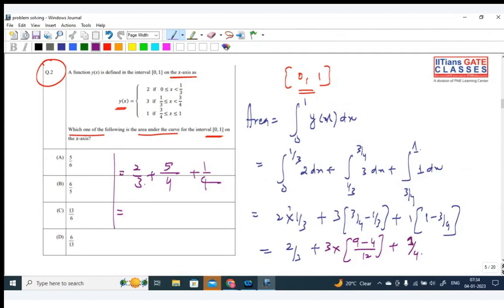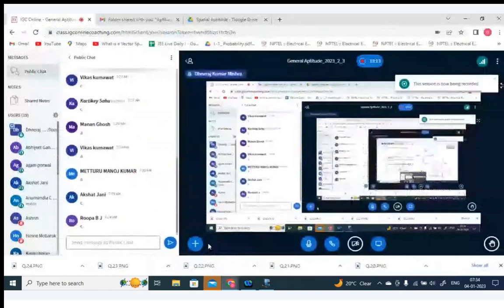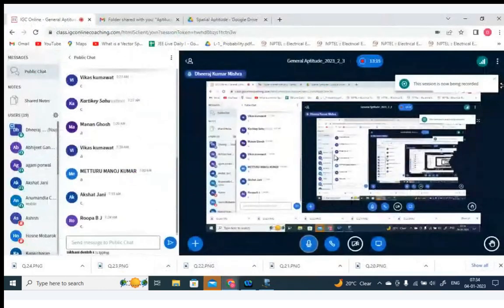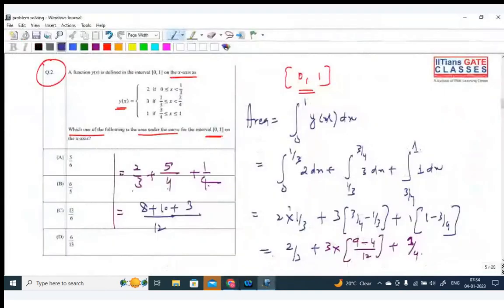What will happen here is that you can take, this is 4 and this is 3, so you will get 12, and 10 plus 3. So which option are you getting, guys? Option C, right? Whatever option you are getting, that is correct. So please solve this, okay?